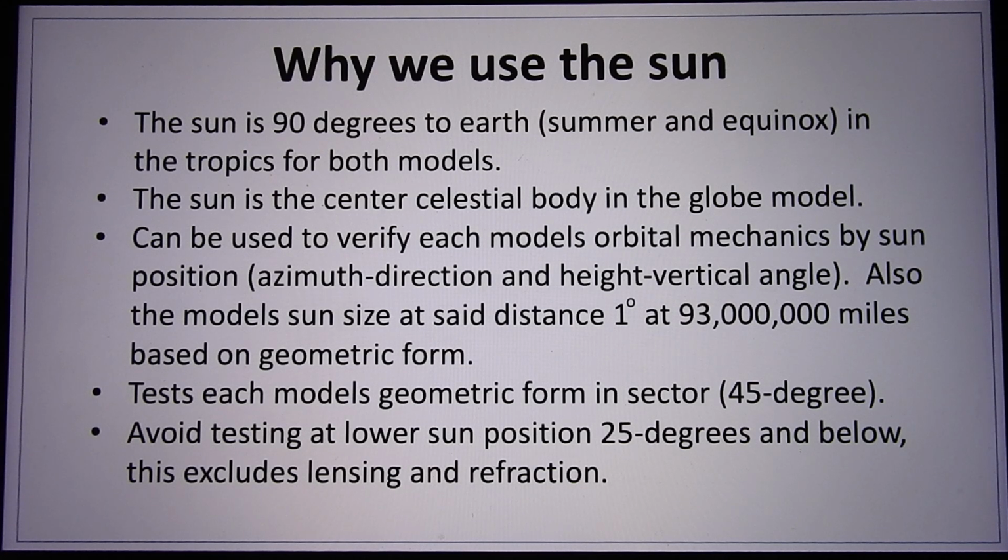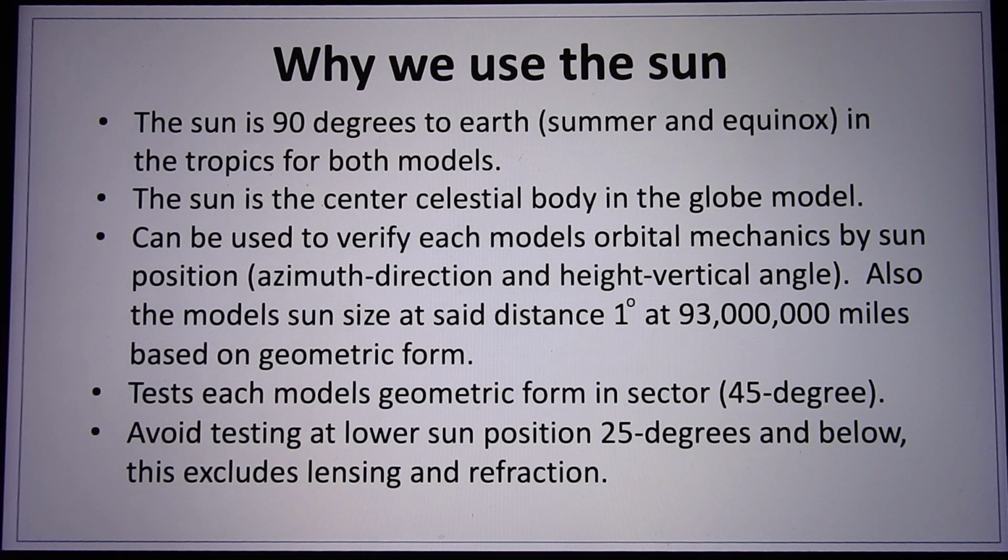Also, the model's sun size at its said distance can be checked, if it's 1 degree at 93 million miles, based on its geometric form. So we can weigh that said size at its said distance against that geometric form to see if it actually works. And we'll show you how to do that, what that looks like.